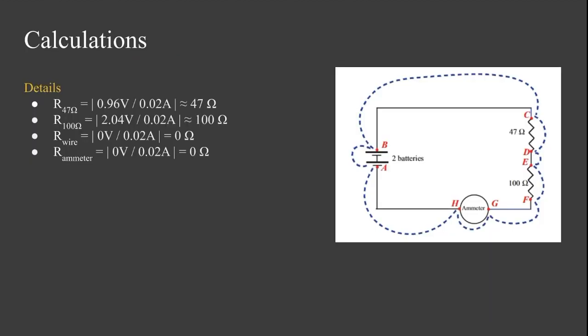Using the same circuit as before, we can confirm that the resistors are equal to 47 and 100 ohms using Ohm's law, where we can divide voltage by current. The wire and ammeter, on the other hand, still have a resistance of 0.